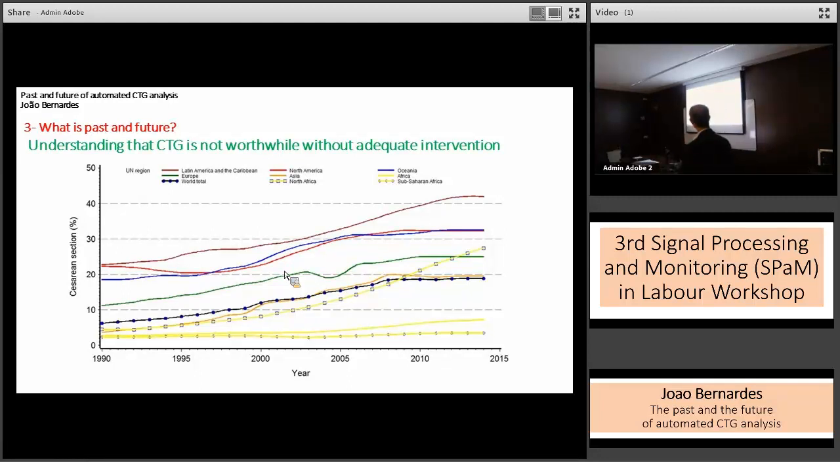Another interesting thing is that this evolution may change the interest of CTG in practice. Because imagine that we have in one department 100% cesarean sections during labor. Would we need CTG analysis? Of course not. If we have 100% cesarean sections, we will not need CTG analysis. Maybe CTG analysis before labor, but not during labor, of course. So we have to pay attention to interventions.